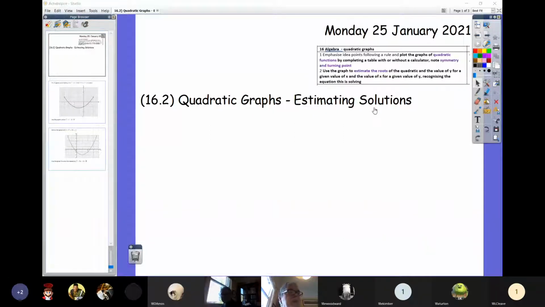Oh yes, good. Evie and Lucas have given me a wave. You can hear me, lovely, thank you. Right, I think you can see the screen now, so finally we'll make a start.